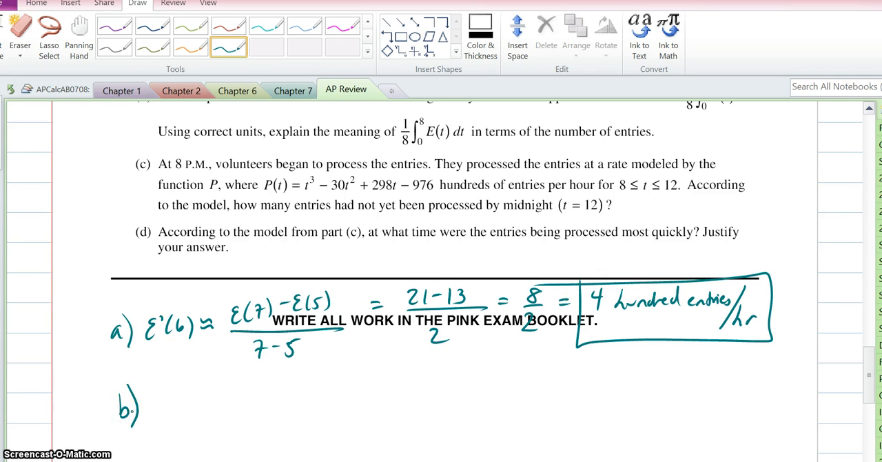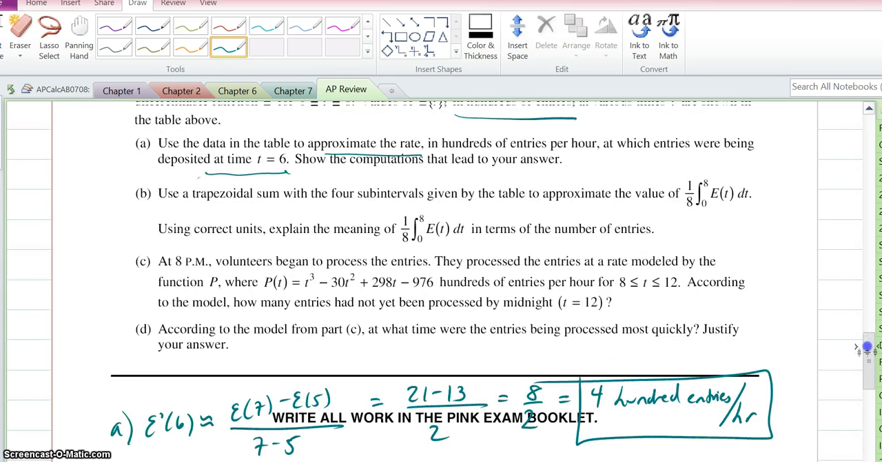In part B, it says use a trapezoidal sum with the 4 subintervals given by the table to approximate the value of 1 over 8 times the integral from 0 to 8 of E(t) dt. Okay, so do a trapezoidal sum. First of all, leave that 1/8 out front, times, for a trapezoid, it's always going to be 1/2 times the height. This 1/2 is going to be attached to every single trapezoid, so we can factor it out, because it's going to be 1/2 height times something, 1/2 height times something.